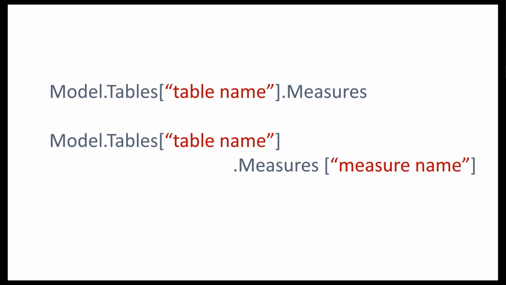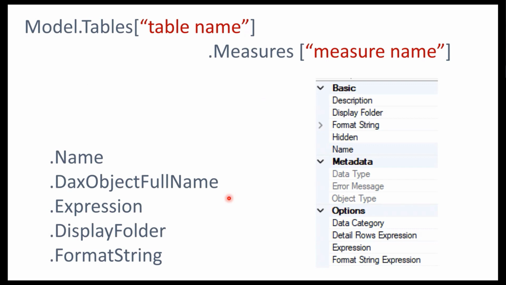For the measures, we have some attributes, some options we will use today. And the options you can also find in Tabular Editor. There are a lot more than I'm showing here today. But today we will just go with the name, the DAX object full name, the expression, display folder, and format string.